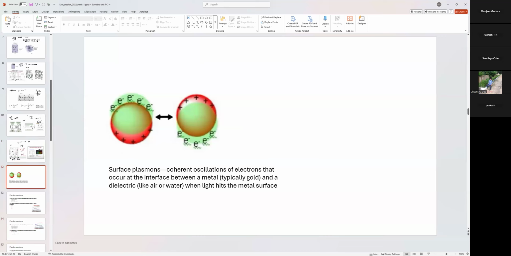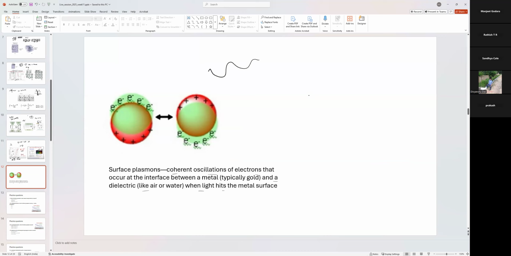Finally, we have plasmons. Plasmons is surface plasmon, coherent oscillations of electrons that occur at the interface between metal and the dielectric like air or water when light hits the metal surface.